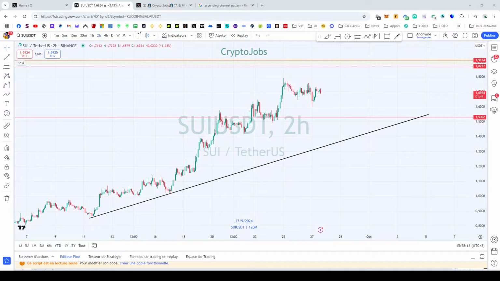I see that the quality is bad. Okay, I didn't change the quality on my Binance Square, sorry.